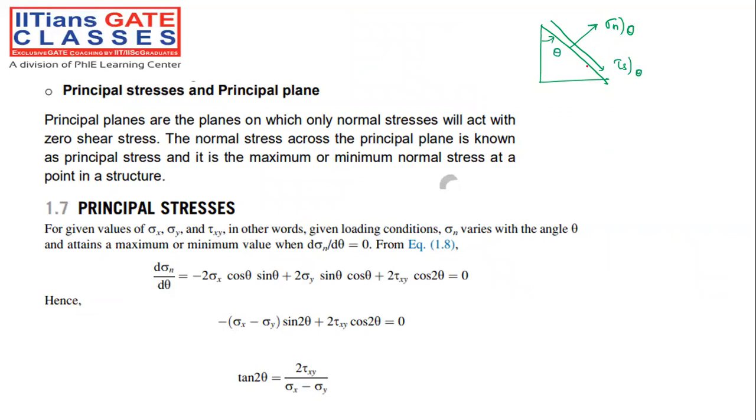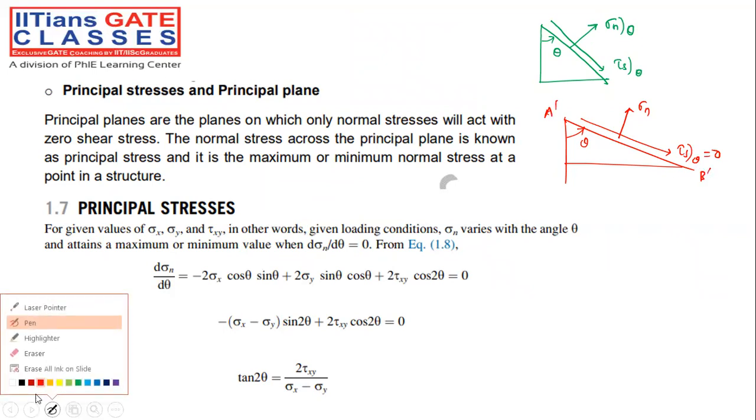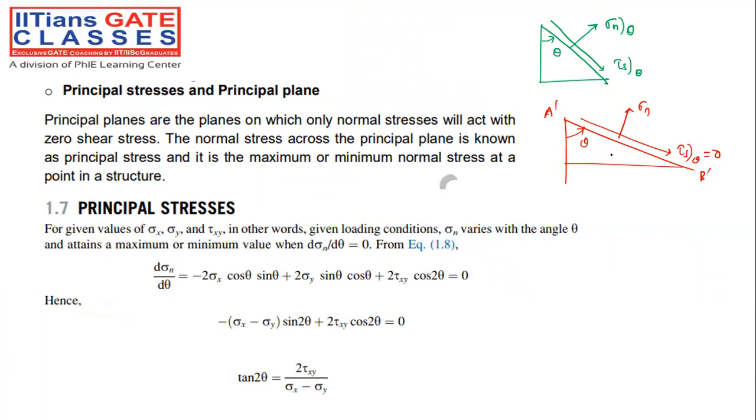But sometimes there might be one plane, defined at an angle theta, on which we have only normal stress and there will not be any shear stress. There's one kind of plane A dash B dash where we have only normal stress and no shear stress. That plane will be called the principal plane. And the value of the normal stress you are looking at right now will be called the principal stress.